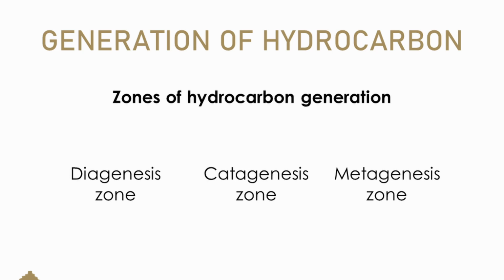Catagenesis is the next stage of thermal maturation, occurring at greater depth and higher temperature than diagenesis. Catagenesis represents the stage where significant hydrocarbon generation takes place. Metagenesis refers to the final stage of thermal maturation, characterized by even higher temperature and pressures.